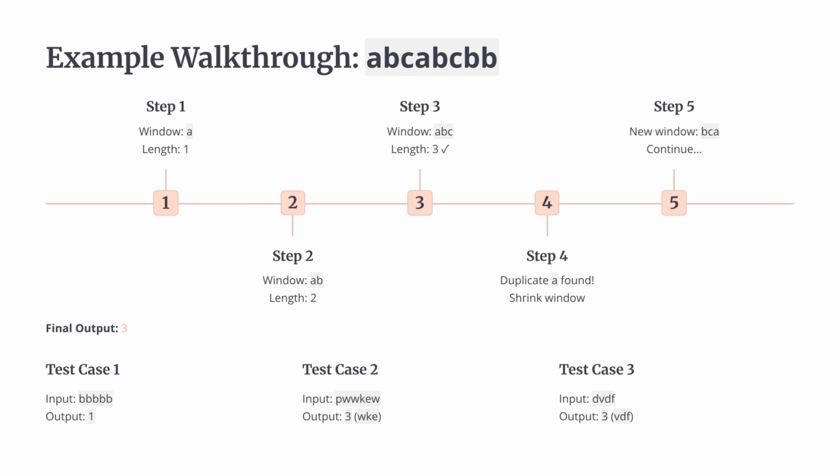Let's look at other quick test cases. If the input is BBBBB, all characters repeat, so the output is 1. For PWWKEW, the result is 3, with substring WKE. And for DVDF, the result is also 3, with substring VDF. This walkthrough shows how our sliding window adjusts automatically to handle any scenario.